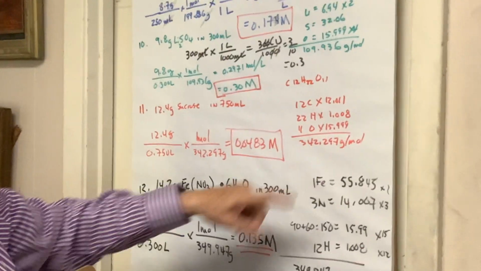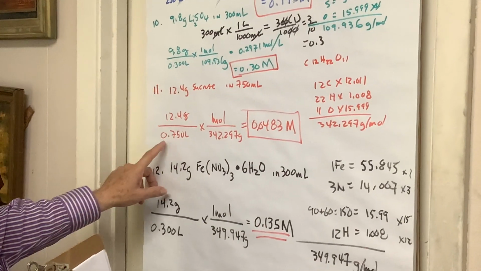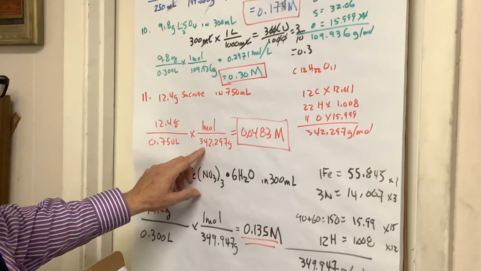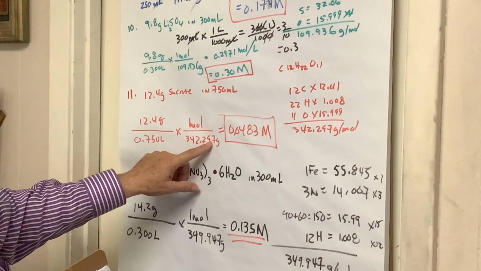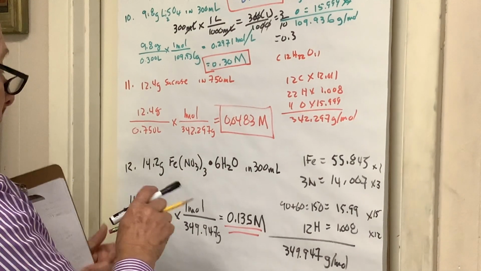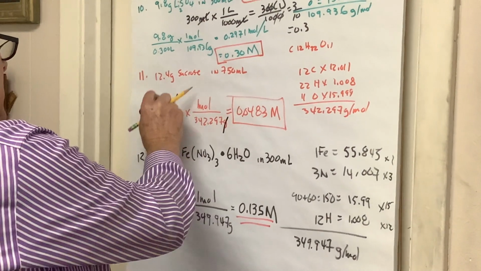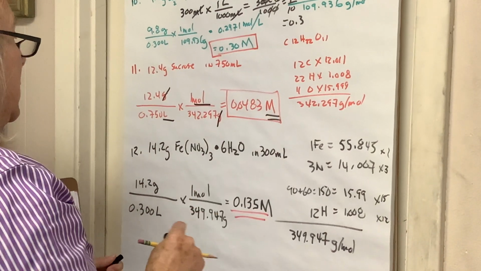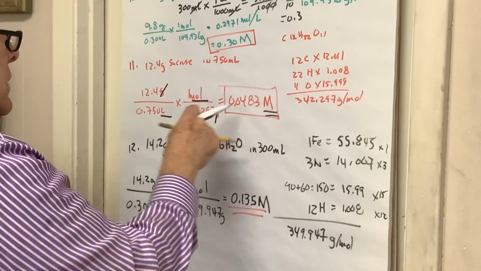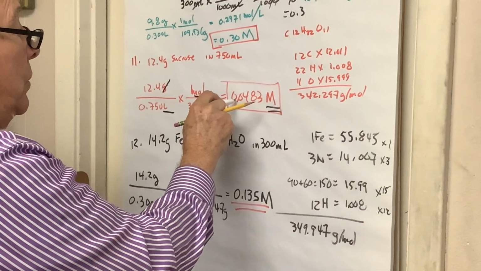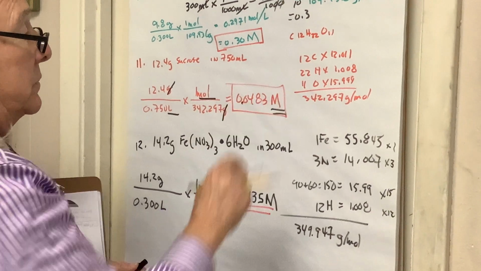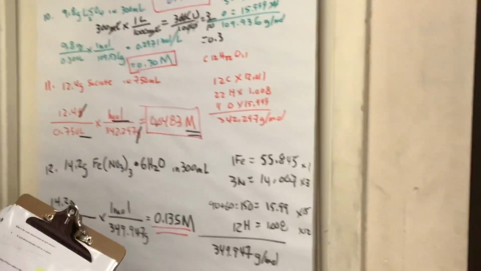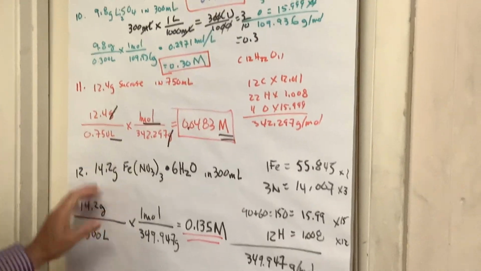But assuming that is correct, 12.4 grams in 0.750 liters multiplied by 1 mole per 342.297 grams. Grams cancel. And I'm left with moles per liter, which is big M molar. And I have 3 significant figures. It's 0.0483 molar. Yes, that's what I got, if I copied it correctly. 2 more. One quick one, one longer one.